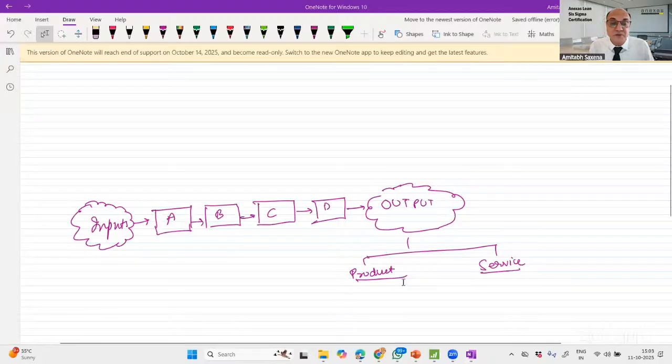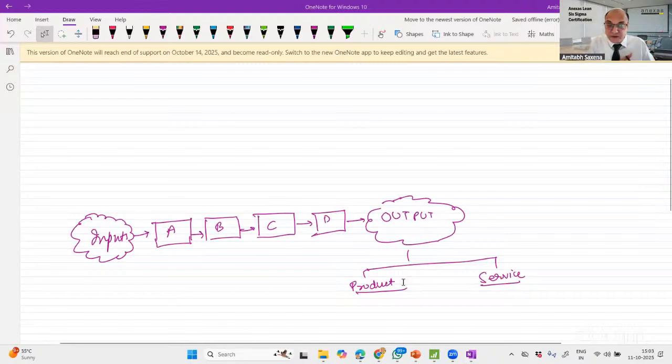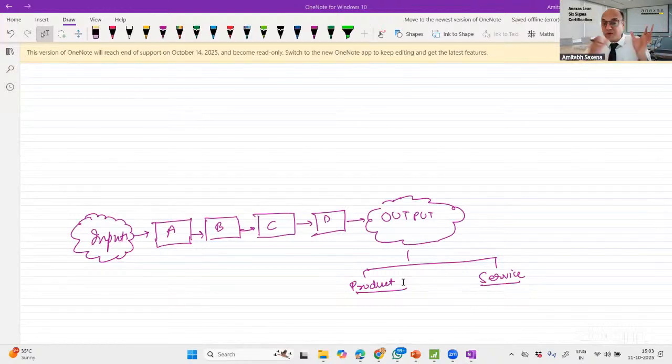So here we have inputs A, B, C, D, then the output, products and service. If you are talking about the hospital, the input is the patient, the history of the patient, the information about the patient. Then he undergoes a series of steps: triage, checking blood pressure, weight, etc., then examining, like blood test, X-ray, etc., and then you meet the doctor. And then finally, the treatment is provided to you.